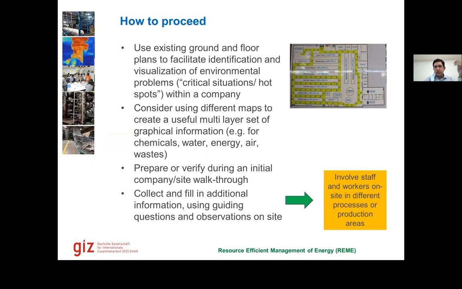So how to use it? Number one, take an existing ground floor map, just like this one, for example. Consider using different maps for energy, one map for water, one map for air emissions, one map for chemicals management, for example. So you can use different maps for different aspects, and then do a walkthrough. So we never prepare this map while sitting at our tables. Although we remember a lot of things, it is when we go to the factory floor that we see the real problems, or real NPOs, real hotspots as we call them.